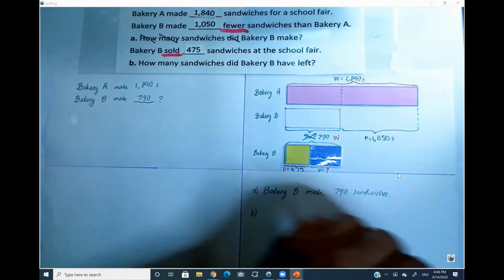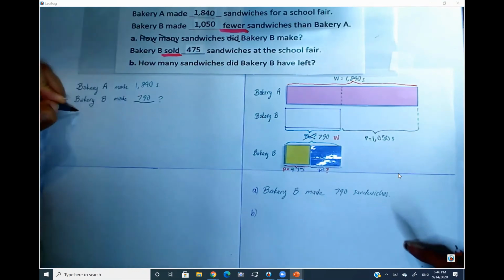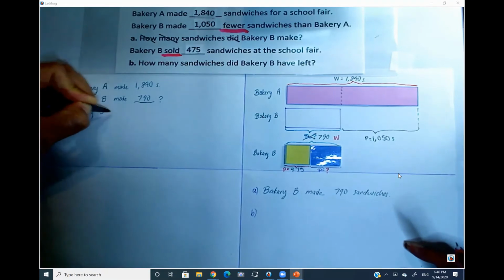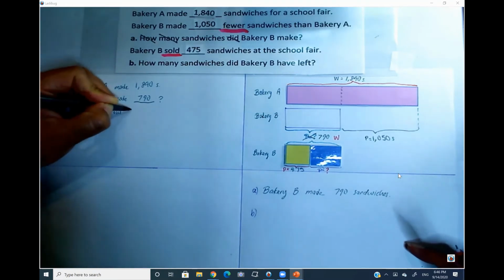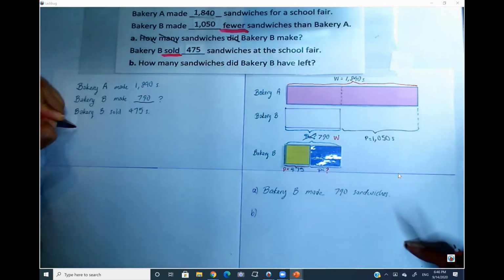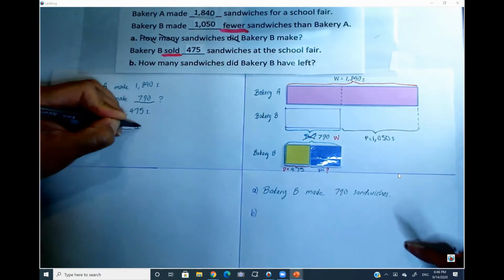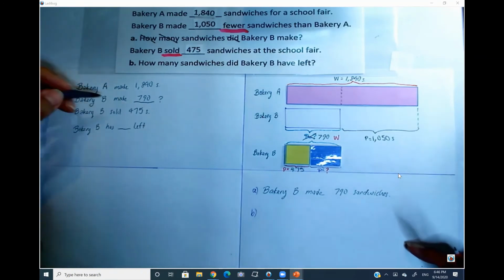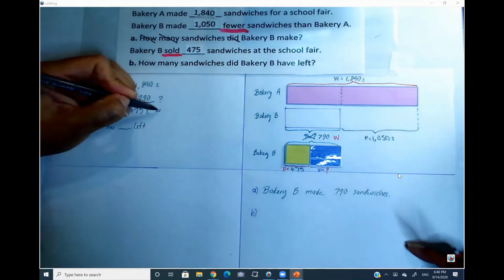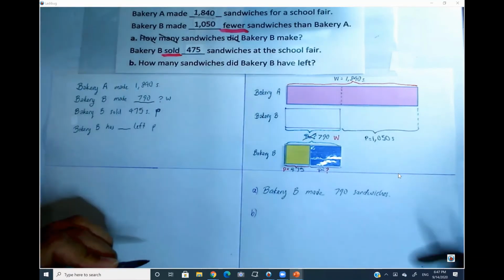So I forgot to put the data here, but now Bakery B has this, and they're going to sell... Bakery B sold 475 sandwiches. So my question is, Bakery B has how many left? We don't know. And remember, now this is the whole, this is the part, this is the whole now, and we're looking for this part.